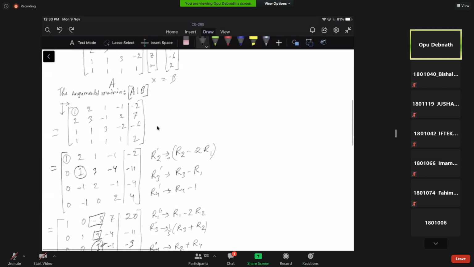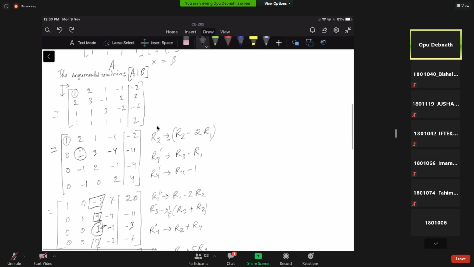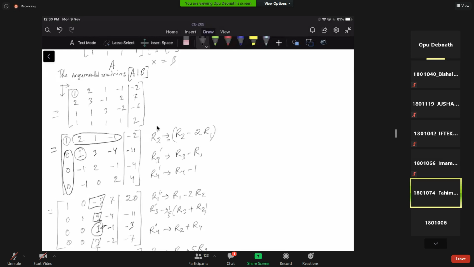Here I did the first one: the pivot element, and the remaining elements are 0. That means I made these elements 0. You can make these elements 0 with a different approach, but remember the operations will always be row-wise, row to row operations. That means row 2 minus row 3, row 1 minus row 2, like this.